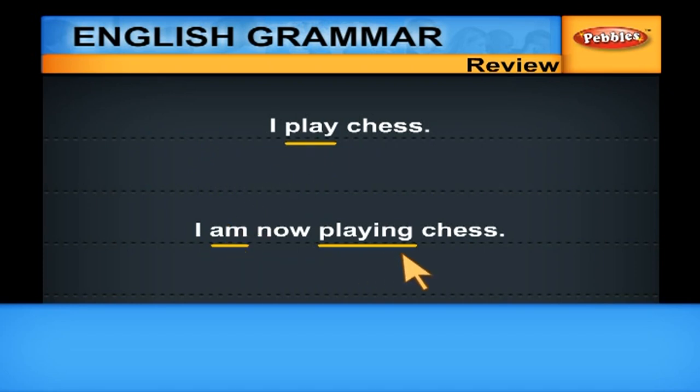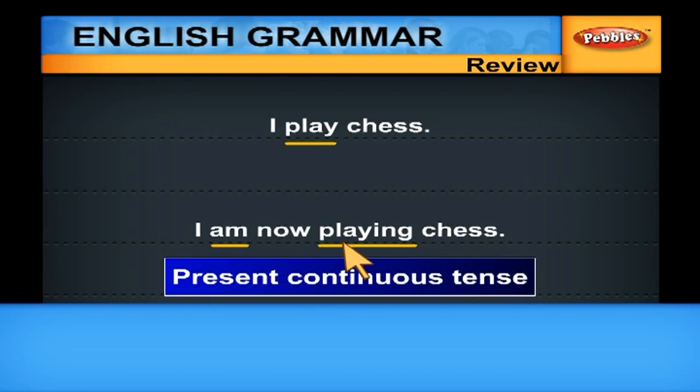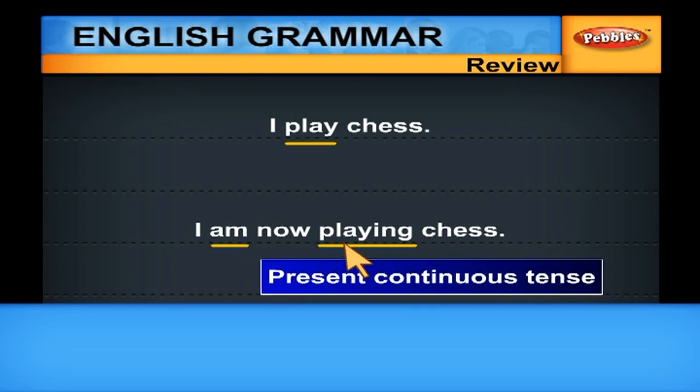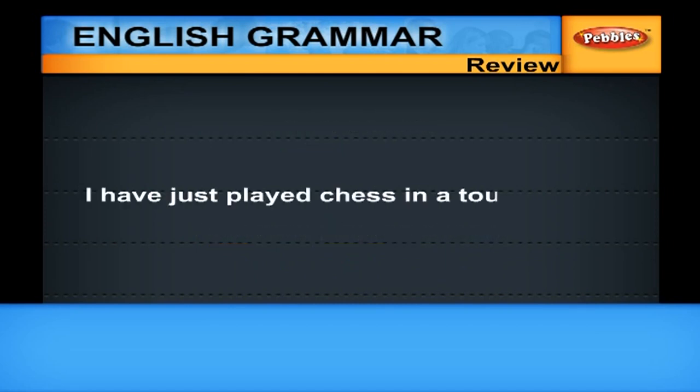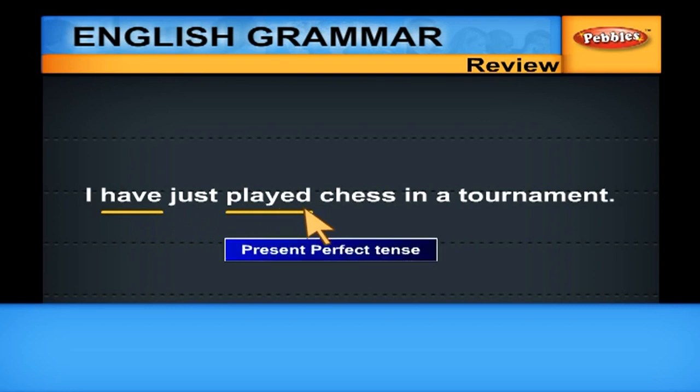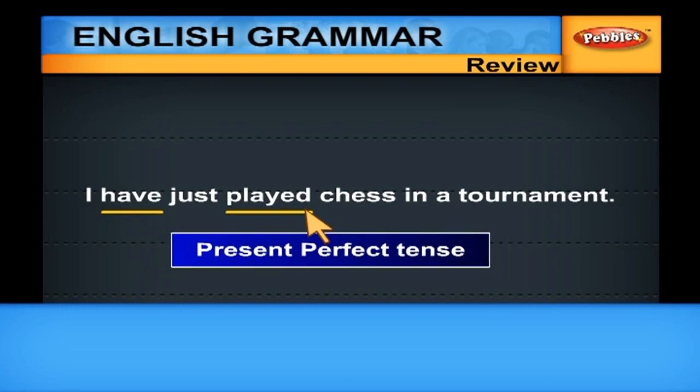I am now playing chess. Be form of helping verb am and playing is present participle of main verb play, so it is a present continuous tense. I have just played chess in a tournament. Have form of helping verb have and past participle or VED form of main verb play, and it is a present perfect tense.